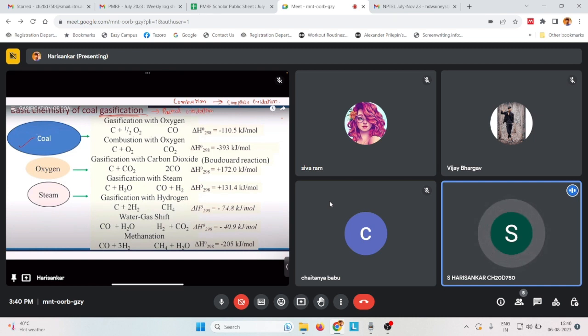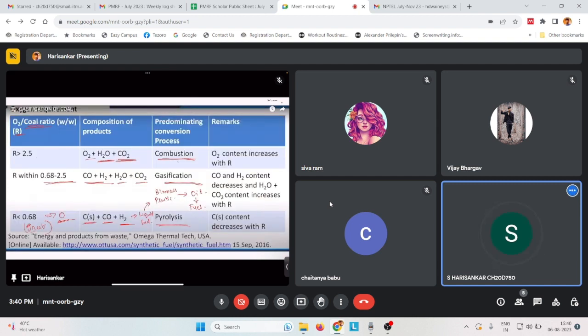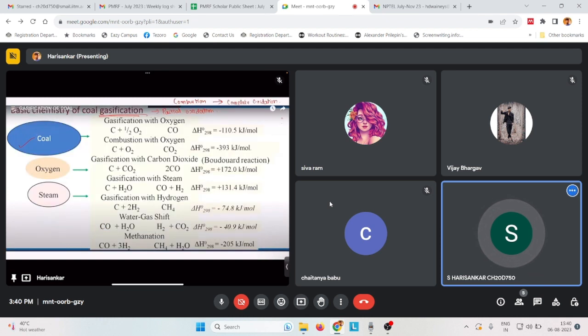And we'll get partially oxidized compounds like carbon monoxide or hydrogen. So that is the difference between combustion and gasification. Even if you look at the reactions associated with combustion and gasification, you can see that gasification with oxygen will happen only at half a mole of oxygen per mole of carbon, and you will get the product carbon monoxide.